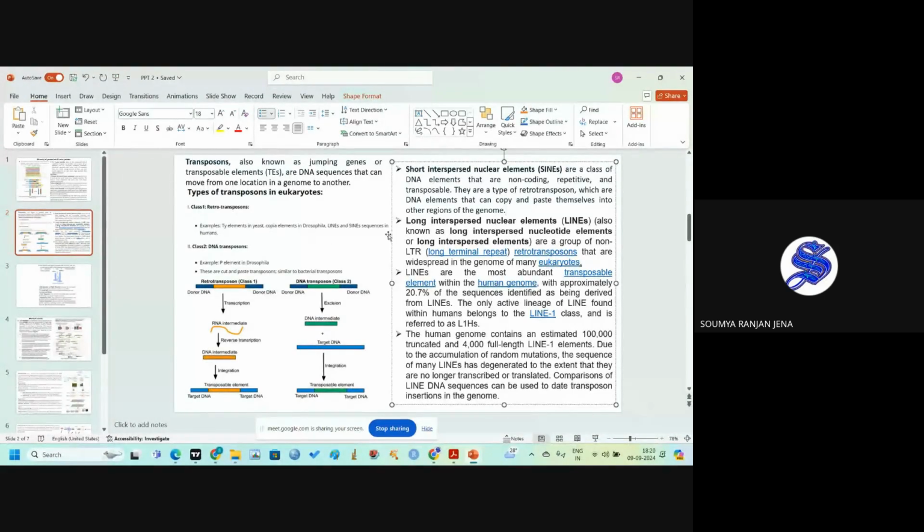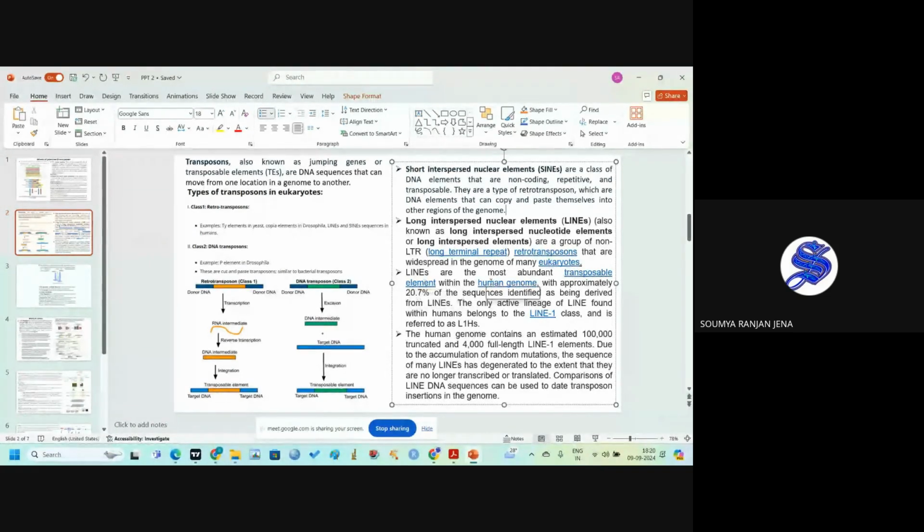Then LINE. LINE, long interspersed nuclear elements, also known as long interspersed elements, are a group of non-LTR retrotransposons. Same. These two, SINE and LINE, are retrotransposon class molecules or genes, widespread in the genome of many eukaryotes. LINE and SINE elements are found throughout our non-coding region, the 96%, where they are mostly found.